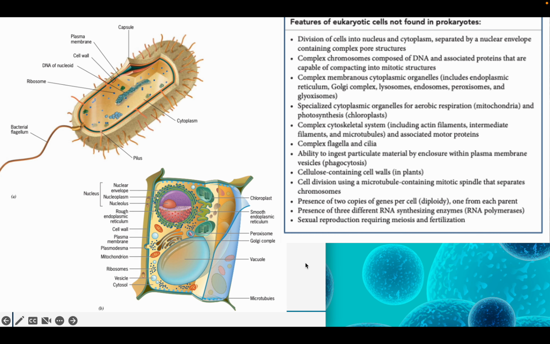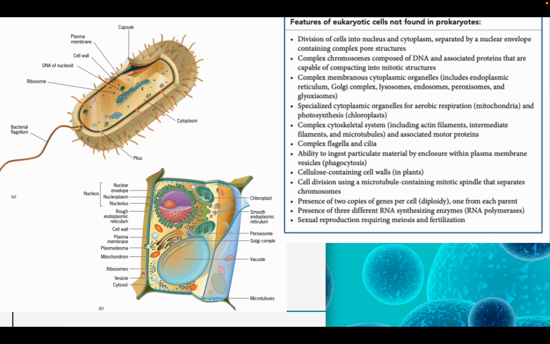Eukaryotic cells are more complex than prokaryotic cells and possess several features that are not found in prokaryotes. These features contribute to the increased complexity and functional diversity of eukaryotic cells. So here in the table are listed the key features of eukaryotic cells that are absent in prokaryotic cells.